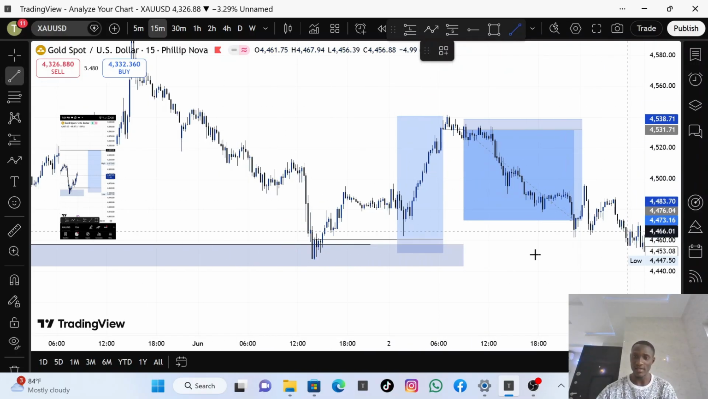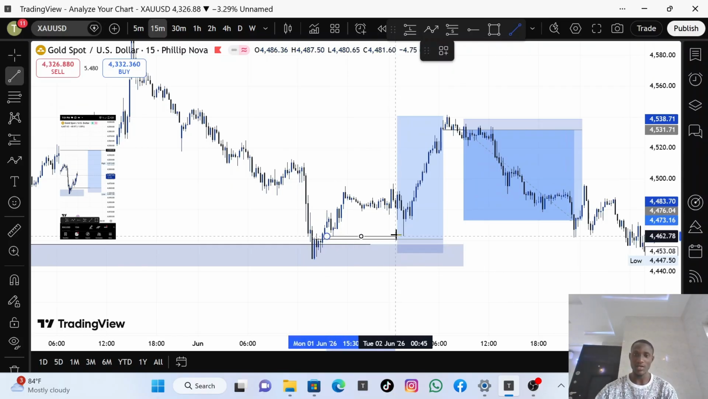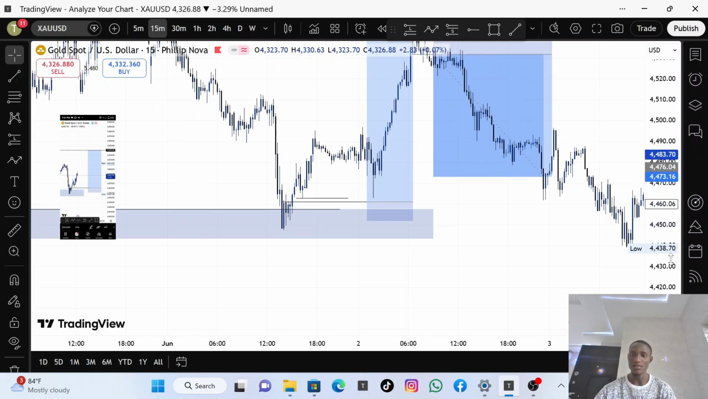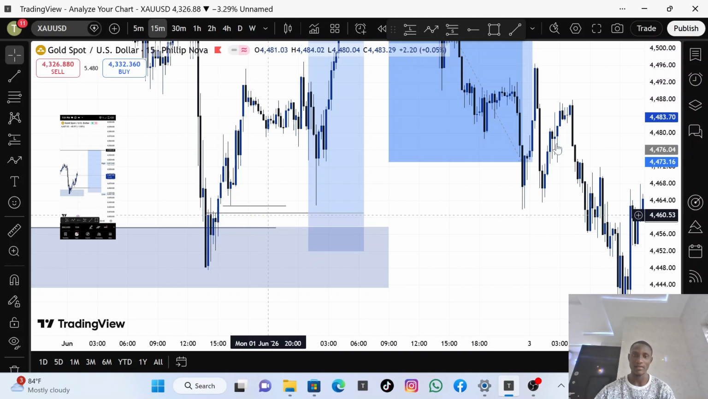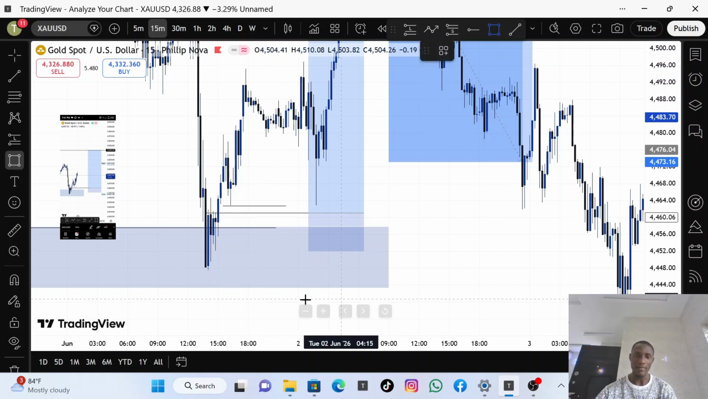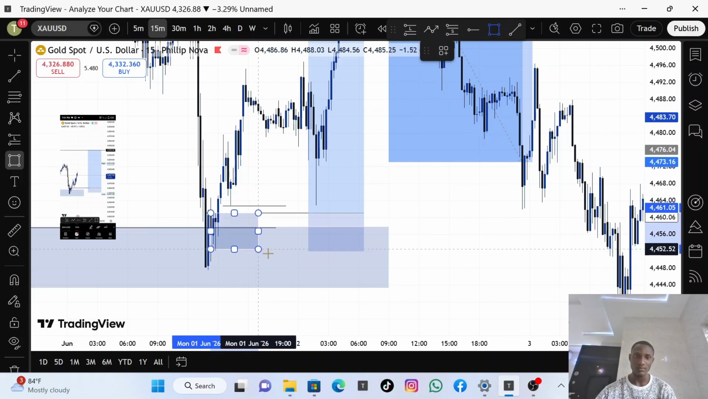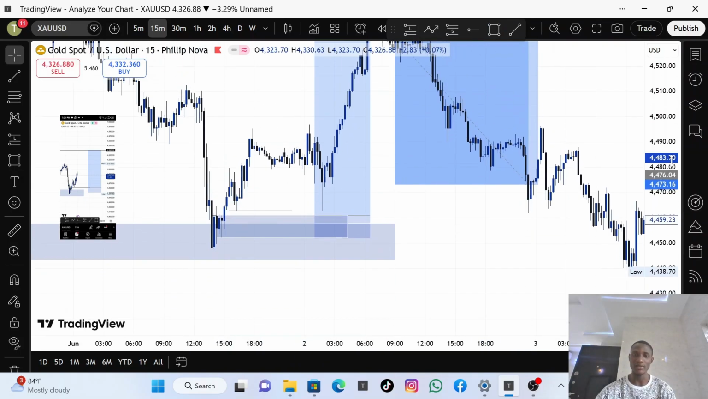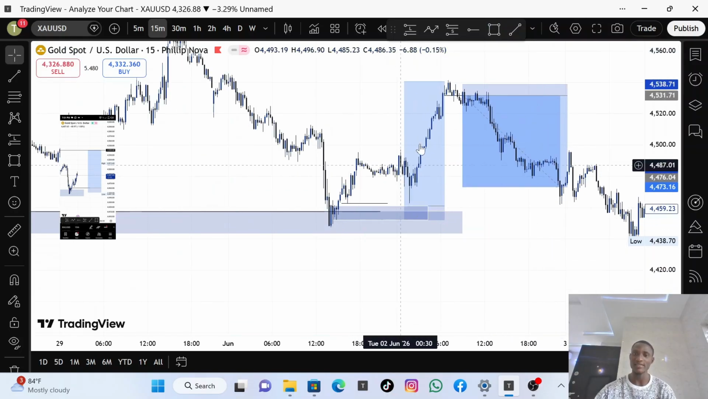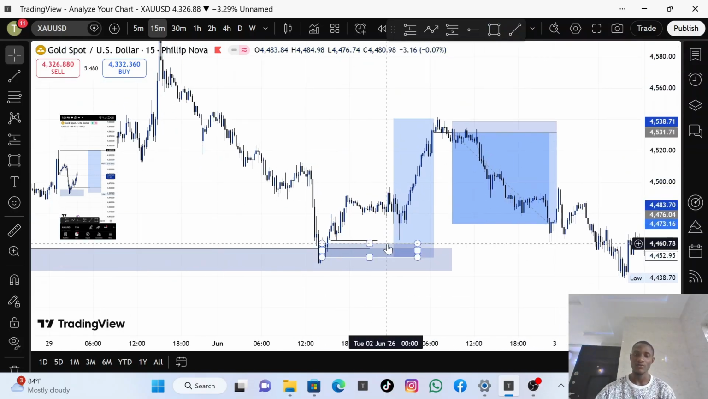And as you can see, market gave us a proper inducement. This pullback here is our inducement. Then after our inducement, we look for an order block to buy from. You see this order block here. I mapped this order block out, and I was expecting market to tap it and start buying from this order block.